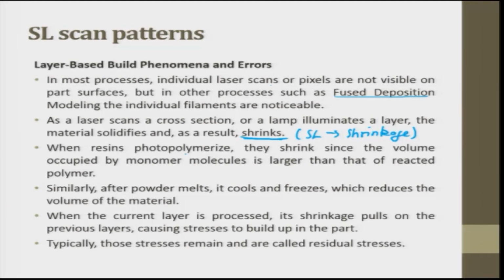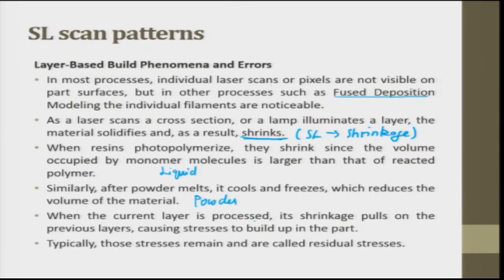When resin photopolymerizes, it shrinks since the volume occupied by monomer molecules is larger than the reacted polymer. So, there is a shrinkage phenomenon happening. Similarly, after powder melts, it cools and freezes, which reduces the volume of the material. So, it also happens, it is not only in liquid; this is for a liquid and the next one is for a powder. The powder can be even metal powder, ceramic powder, polymer powder, whatever.